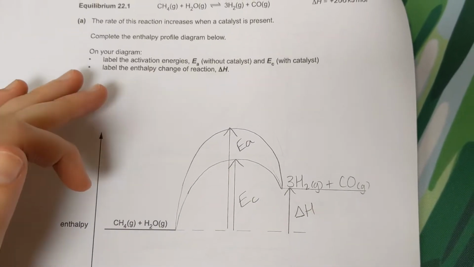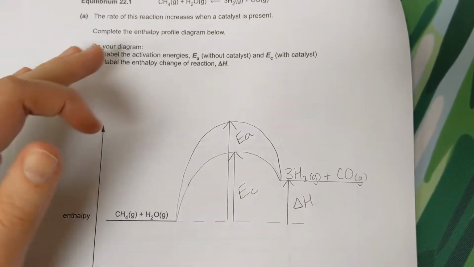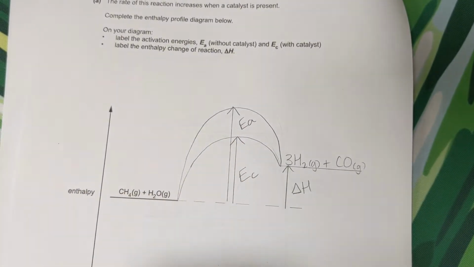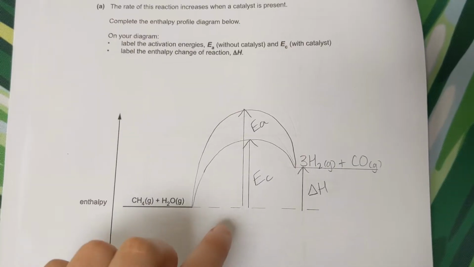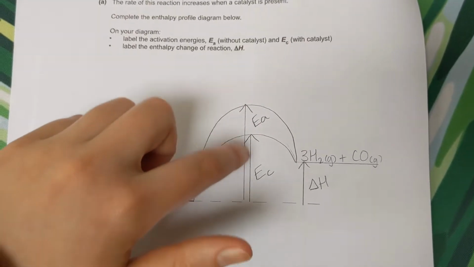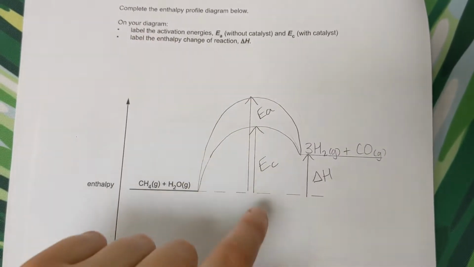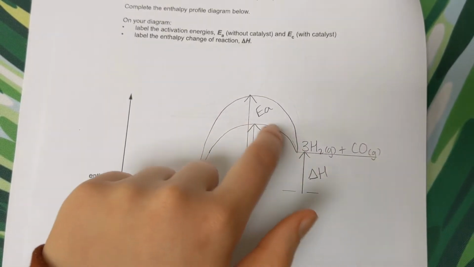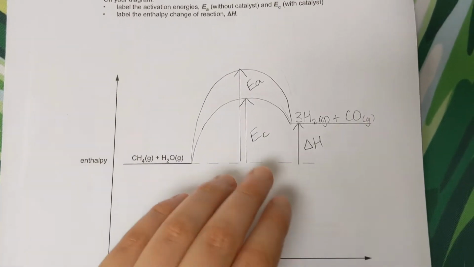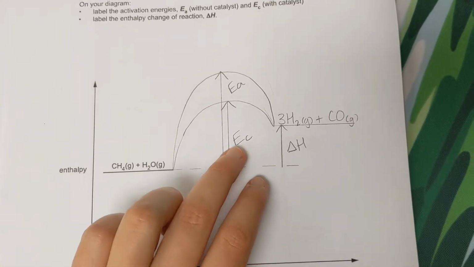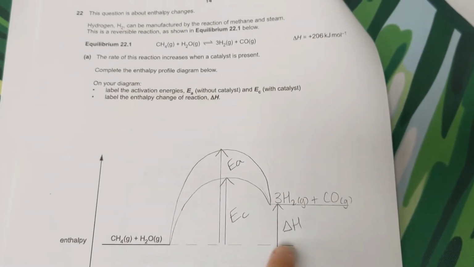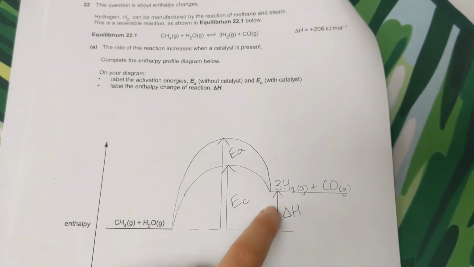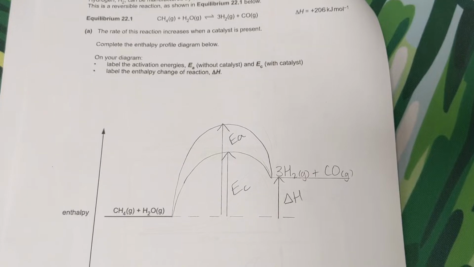And it's asking us to label activation energies without a catalyst and with a catalyst. So here we do our activation barrier and we label it EA. And the arrow must always point up because energy is needed. And here we've got a lower activation energy required when using a catalyst, and we can label that EC. And our delta H, it's an endothermic reaction, so our arrow has to point up because it's a positive delta H.